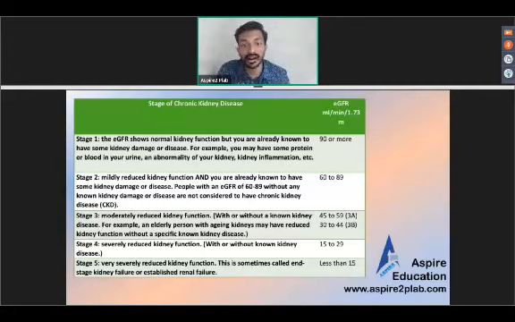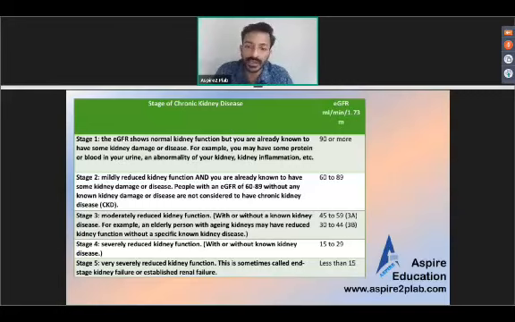Irrespective of eGFR, the patient might have some problem in the kidney. The patient having an eGFR that is normal, 90 or more, might still be in stage 1 chronic kidney disease. Stage 2 is mildly reduced kidney function, like 60 to 89. That is our patient here. Our patient has an eGFR of more than 60. So stage 2 is mildly reduced kidney function, and you are already known to have some kidney damage or disease. People with an eGFR in this range without any known kidney damage or disease are not considered to have chronic kidney disease. So it's just stage 2: eGFR is more than 60 but less than 90, and they have some underlying kidney damage.